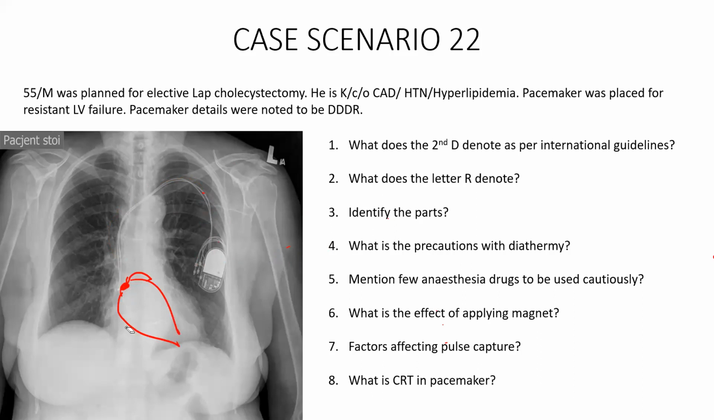So this capturing ability, the generation of action potential and the ability to capture by the surrounding muscle, is what we call the pulse capture. That pulse capture is affected by so many factors which I discussed previously.